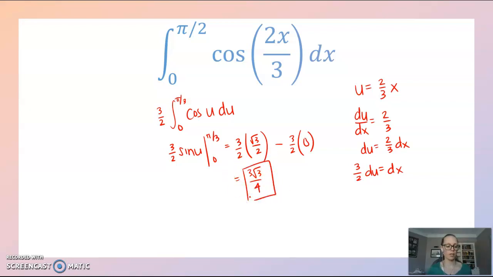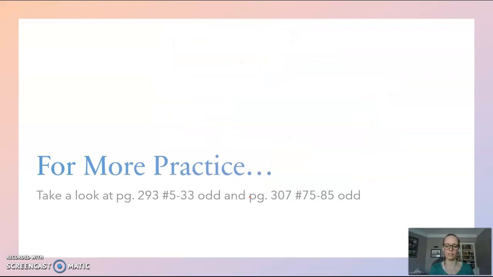So this is just another point here where we're seeing the importance of having an exact value versus having a decimal answer. So we're not using a calculator, we're now using the fundamental theorem of calculus to evaluate these integrals.